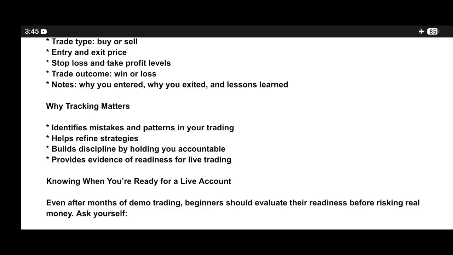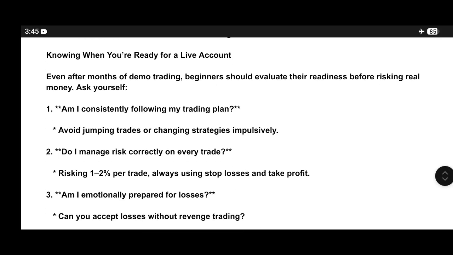So knowing when you are really ready for a live account, even after months of demo trading, beginners should evaluate their readiness before risking real money. Ask yourself this question: am I consistently following my trading plan, or am I jumping in and changing strategies impulsively? Number 2, do I manage risk correctly on every trade? Risking 1 or 2% per trade, always using stop loss and take profit.